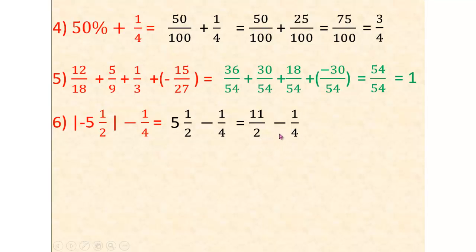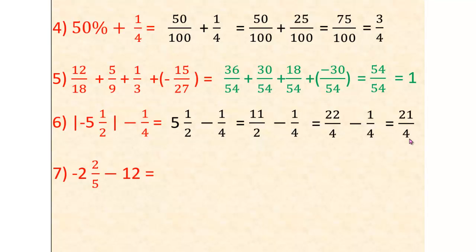Let's now have a look at the denominators. 2 and 4. Both of them are different, right? So go to the smallest one, which is 2. Can 2 be changed to be 4? Simply by multiplying the numerator and the denominator by 2. I will have now 22 over 4 minus 1 over 4. Great. Now I have the same denominator, so my denominator is going to remain the same, and 22 minus 1 is 21 over 4. And this is my final answer.